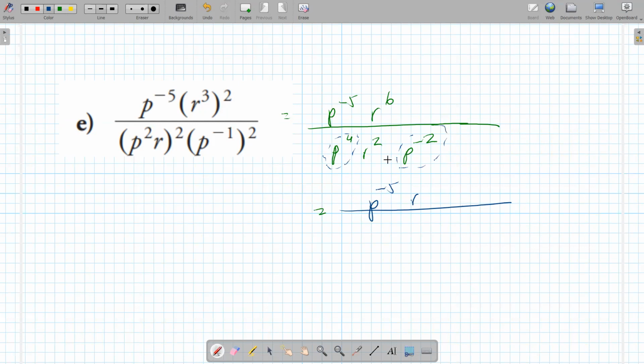P^4 times P^-2 gives P squared, right? Now the R^2, do we keep it there or do we take it up? You can move it up. Yeah, you move it up, you'll get an R^4 on the top. And finally, this P^-5, you have to move it down. P^7, right? And that's it. That's the final answer. It's just a 3-step thing.